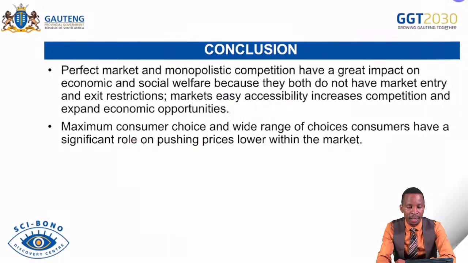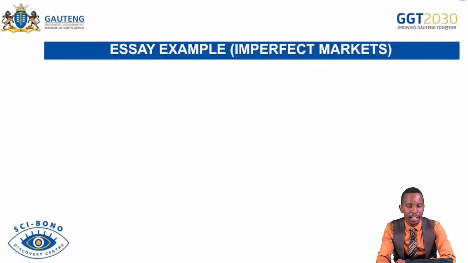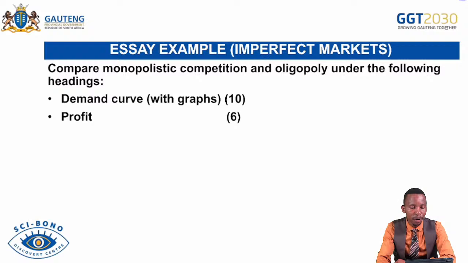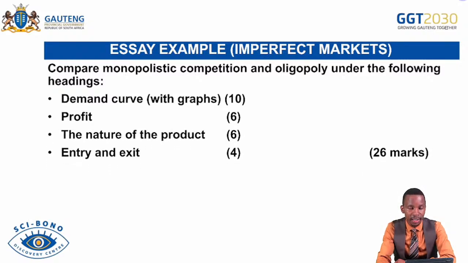And then another is, compare monopolistic competition and oligopoly. So we are comparing monopolistic competition again to the oligopoly. And then the focus is on the demand curve for 10 marks, the profit, nature of product, entry and exit. All in all it was 26 marks.